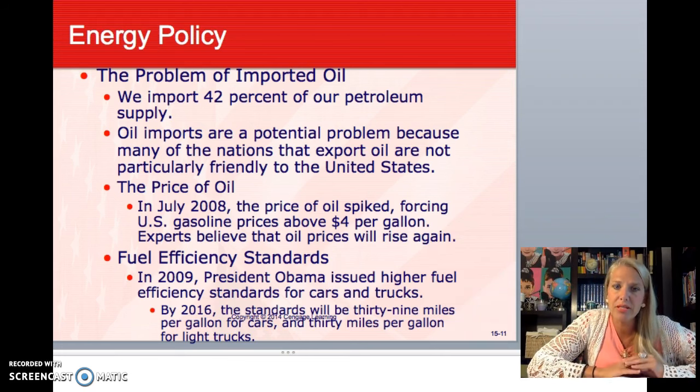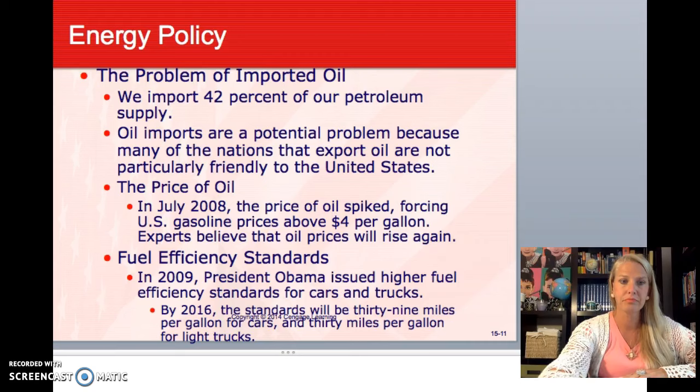All right, so the price of oil in July 2008 spiked, forcing U.S. gasoline prices over $4 per gallon. President Obama issued fuel efficiency standards for cars and trucks, and the standards will be 39 miles per gallon for cars and 30 miles per gallon for light trucks.